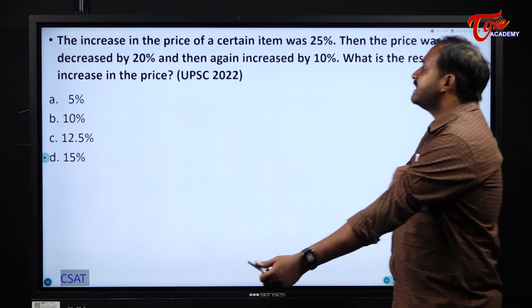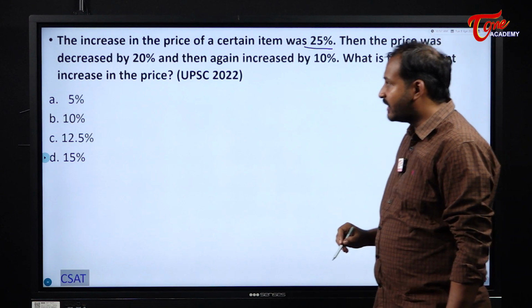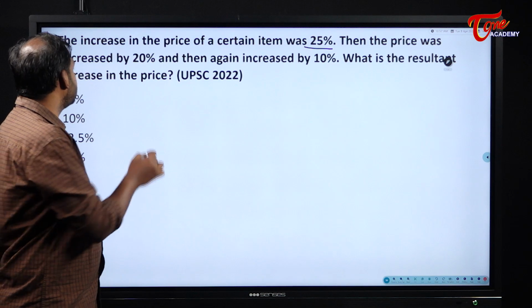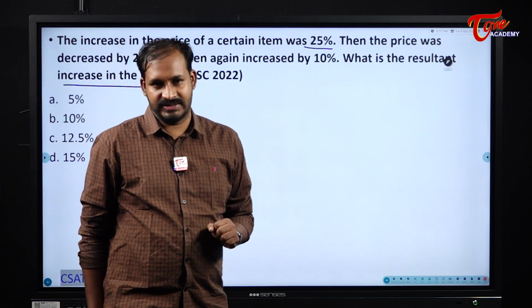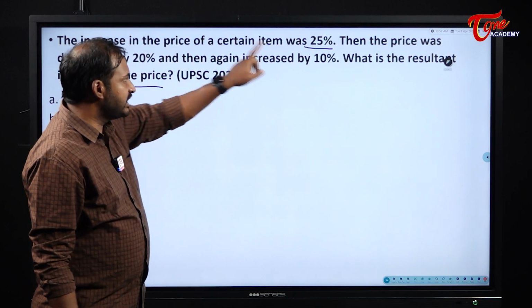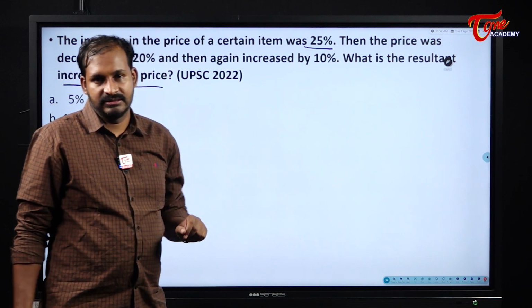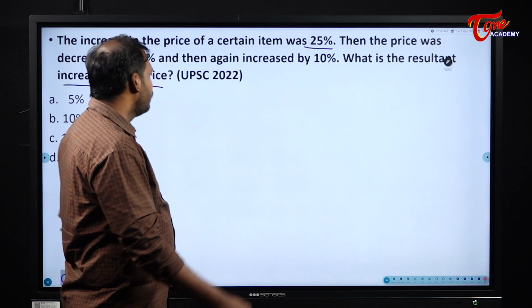Next one. The price of a certain item was increased by 25%. Then the price was decreased by 20%. And then again increased by 10%. What is the resultant increase in the price? See here, the change happened three times. Once the price increased by 25%, then decreased by 20%, and then increased by 10%. So three times change, right? So we will go with our shortcut method. What is the shortcut method?